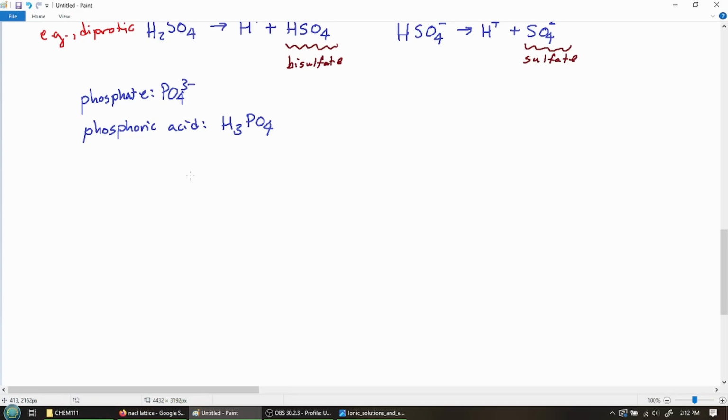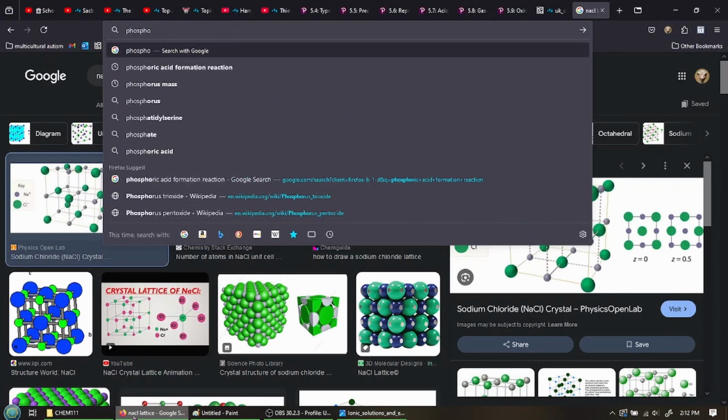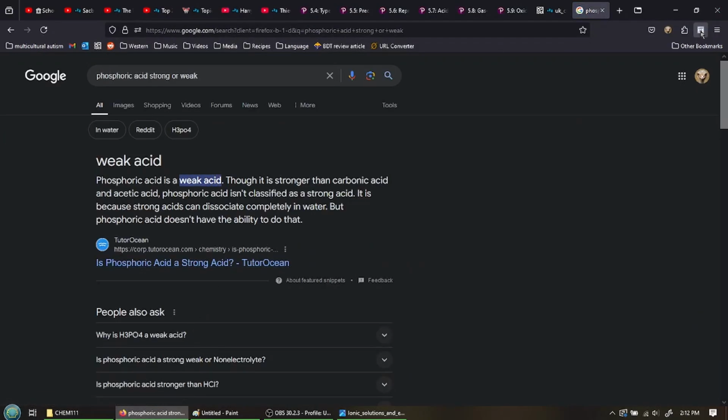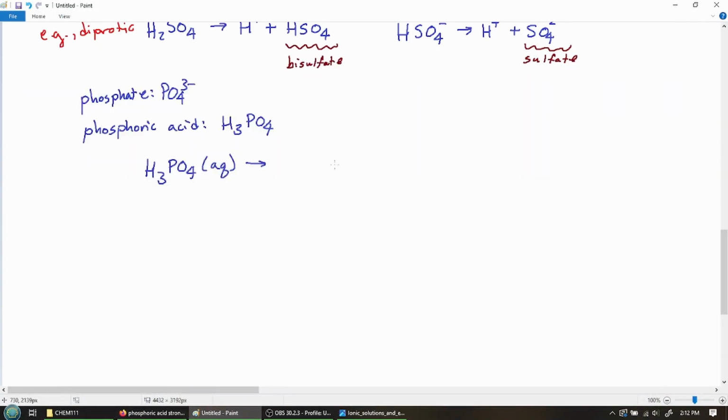We can actually have this split apart 3 times. Let me go ahead and write this out, and this time I'll include our phases just for completeness. So let's see. I can't remember if phosphoric is strong or weak, so you'll see me look this up while we do this. Well, it's not on our list, so we really should have predicted that, right?